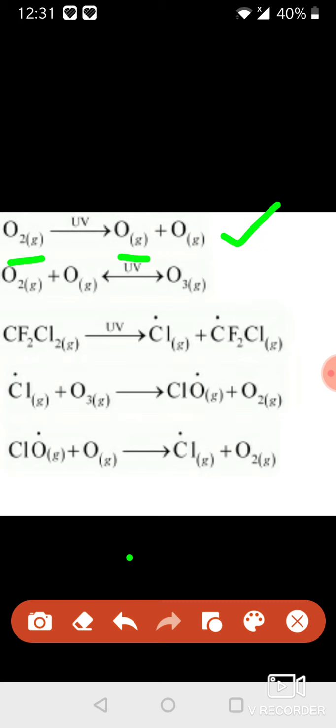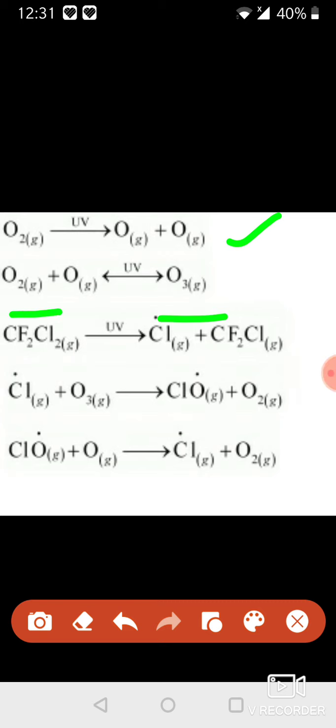Now let's study how this hole has been created. This hole has been created by a sequence of many complex reactions. In the first reaction, here you can see oxygen gas is splitting up. The oxygen molecule is splitting up into oxygen atoms in presence of UV radiations. In presence of UV radiations, the oxygen molecule splits up into oxygen atoms. This oxygen atom combines with oxygen to form ozone. All these reactions occur in the stratosphere.